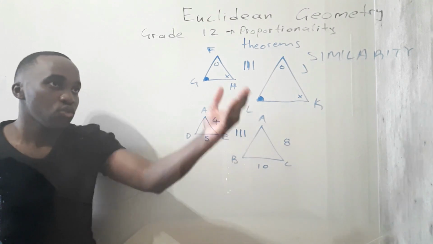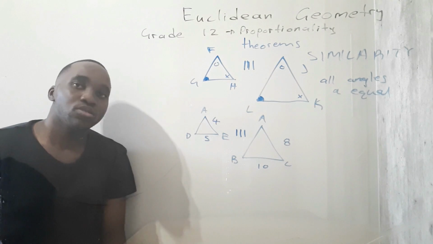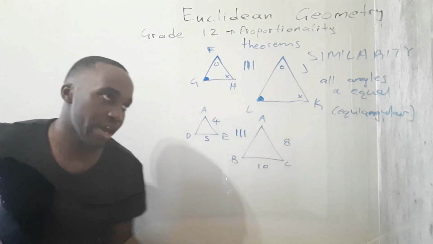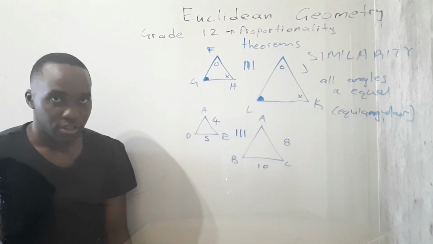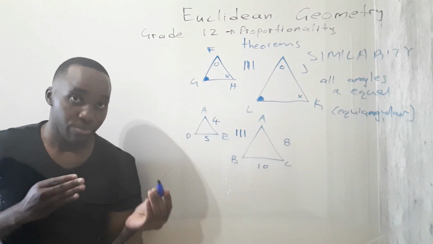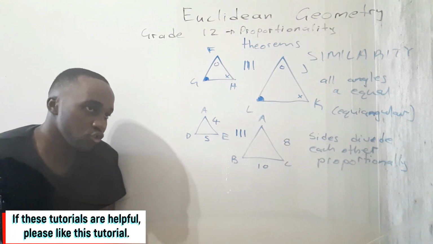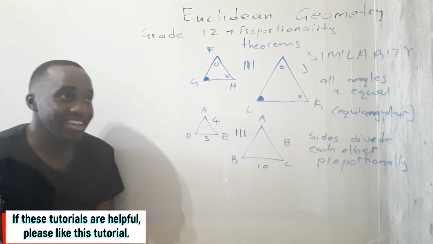You see, so triangles are similar if all angles are equal. They can refer to that as equiangular. You see, if all three angles are equal, those triangles are similar. If sides divide each other proportionally, then those triangles are also similar to each other.